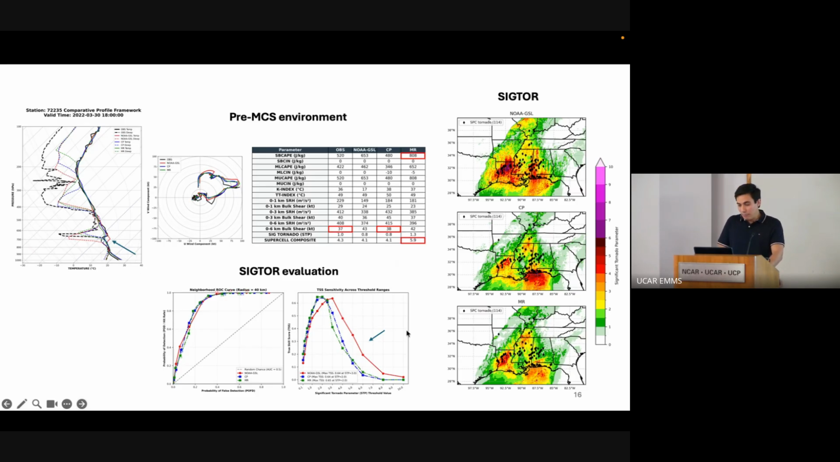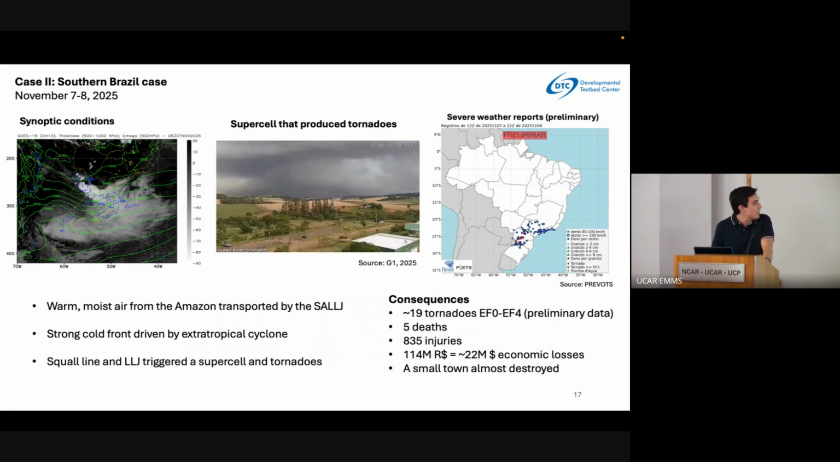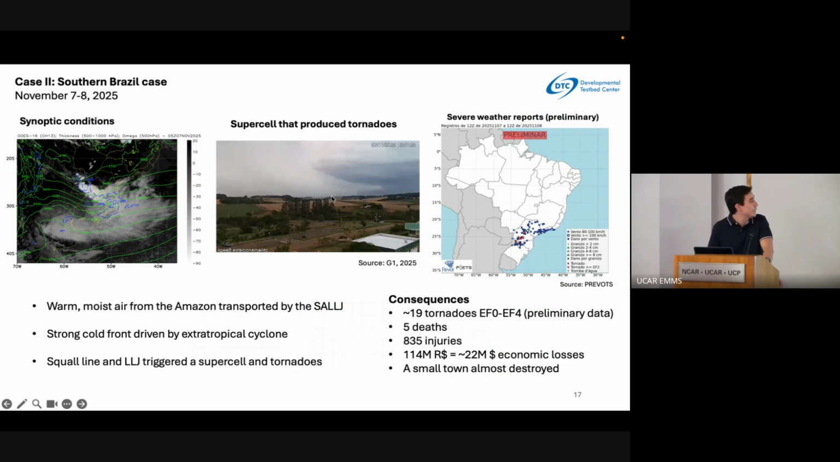All right, so moving to another case, the second case is also considered a mid-latitude case, but in the subtropics, that is the Southern Brazil case that took place between 7 and 8 November in 2025. In this case, this is a really good footage of a supercell storm. We can see the rotating storm pretty clearly here.